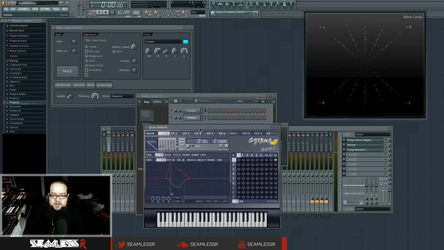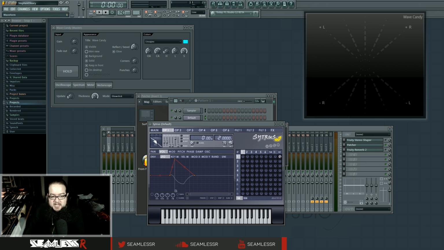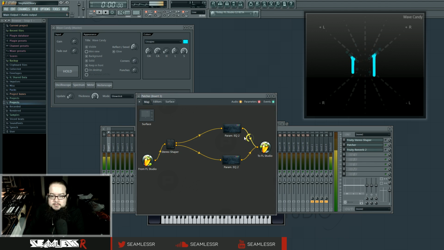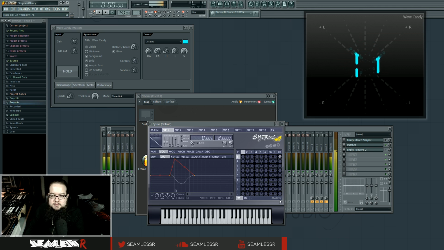Now, here's what's fun about the saw wave. A saw wave's construction is such that it has the waveform that goes down, and then it immediately snaps back up. So that's why we're getting these two kind of separated sections of waveform. And the square wave is even more interesting.